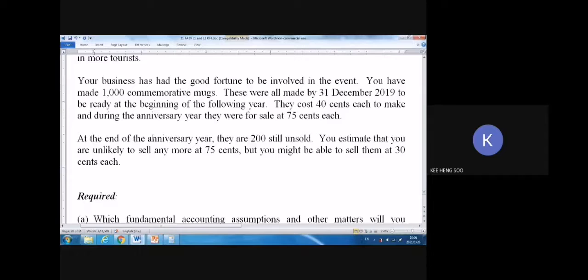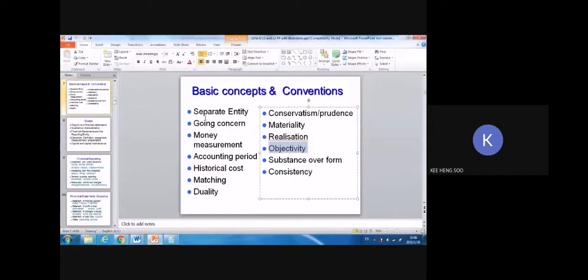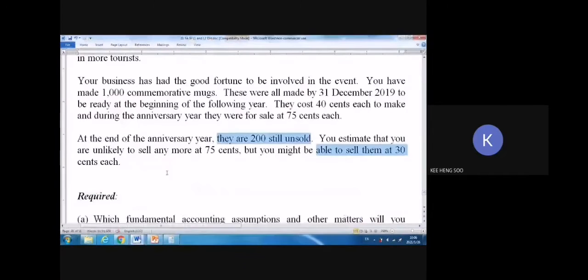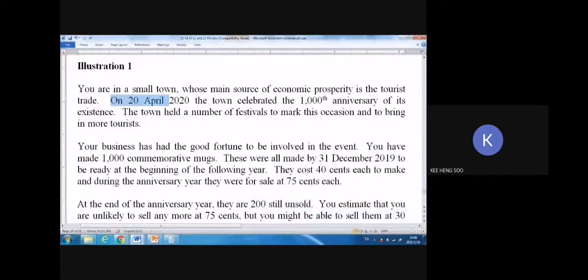Now, come to the year 2020. 800 marks are already sold, 200 still unsold. And you think it is unlikely to sell at 75 cents, but you are able to sell at 30 cents each. Lower value already, am I right? So, now come back to my point here. Separate entity still applies. Going concern, you still carry on, but only until 20th of April. Until 20th of April, the anniversary is over already.